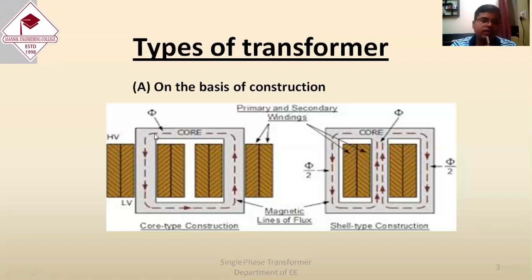So conventionally, earlier I have drawn the circuit like on this limb only the primary winding is there, and on this limb only the secondary winding is there, whether high voltage or low voltage. So actually practically this is not done. Practically both primary and secondary are wound on both the limbs. So this is the concept of core type and shell type construction.